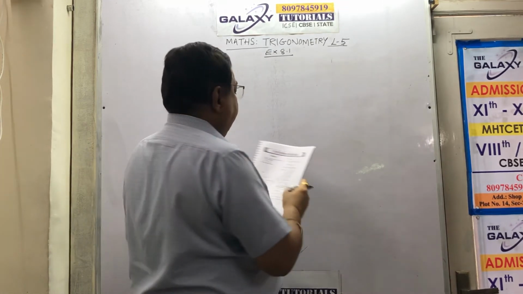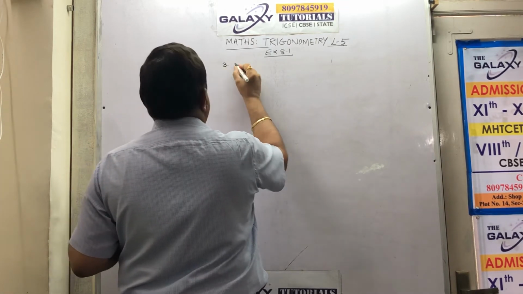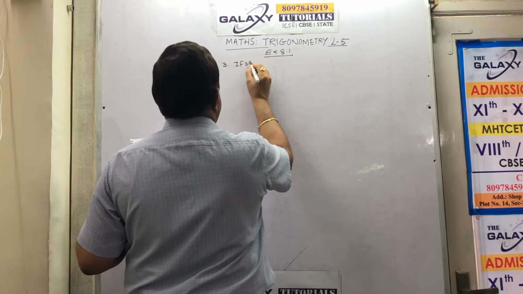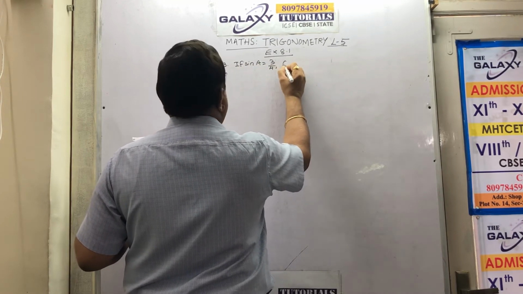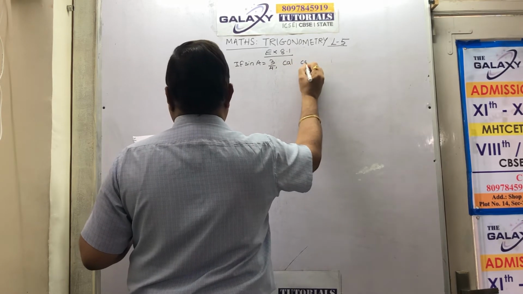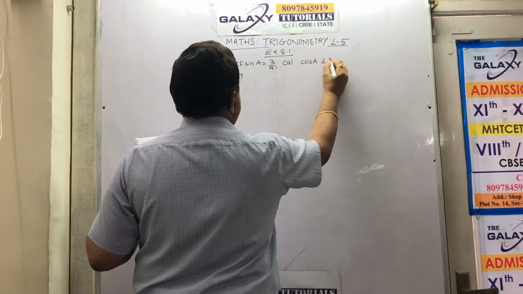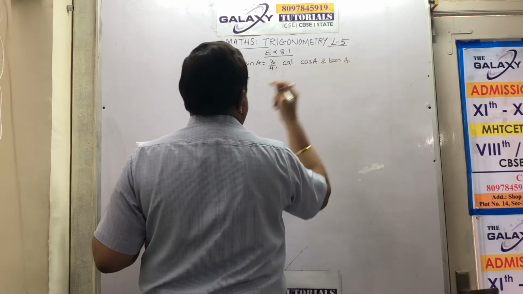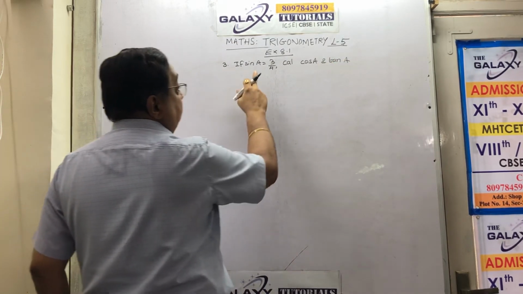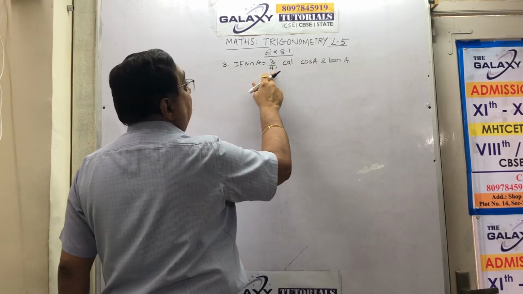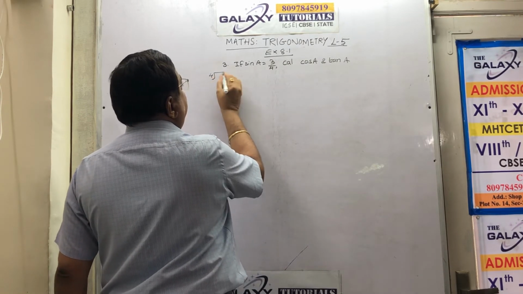The third sum in the book is: if sine A is equal to 3 upon 4, calculate cos A and tan A. I have sine A. I am supposed to find cos A and tan A. Now remember, this is a ratio. This is not a value. We are not doing 4 divided by 3.